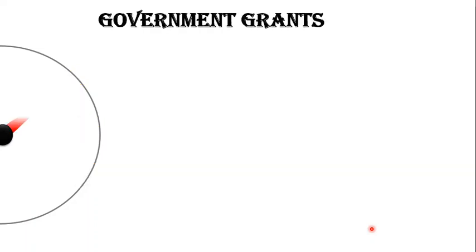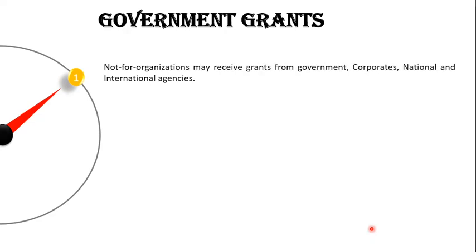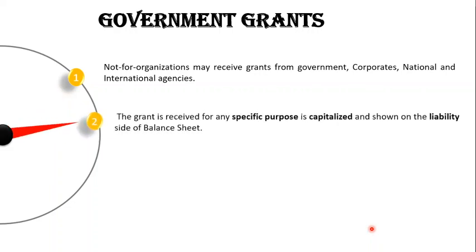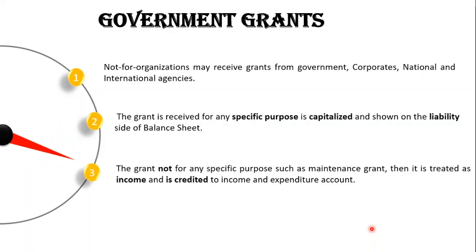Government grants. Not-for-profit organizations may receive grants from the government, corporate, national, and international agencies. A grant received for a specific purpose is capitalized and shown on the liability side of the balance sheet. A grant not for any specific purpose, such as a maintenance grant, is treated as income and is credited to the income and expenditure account.